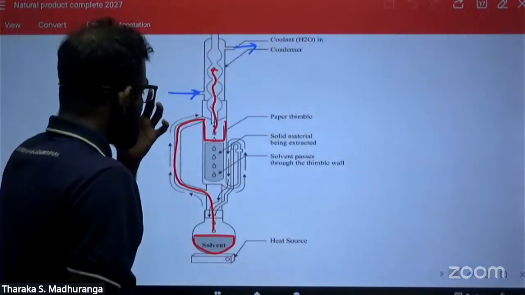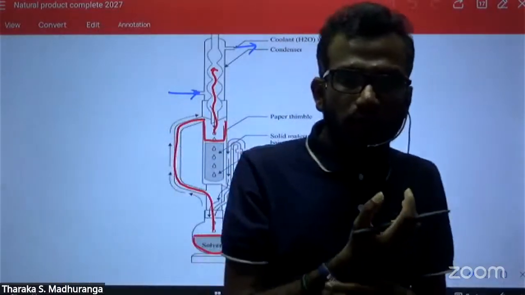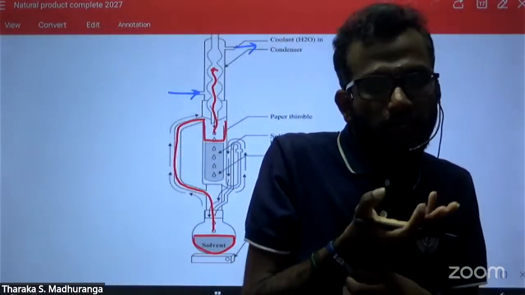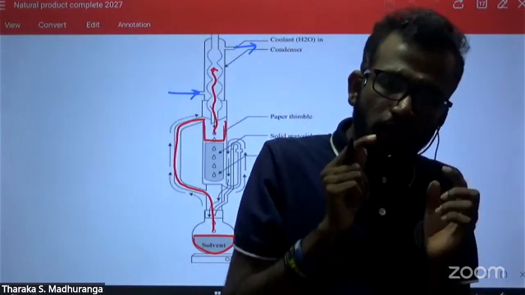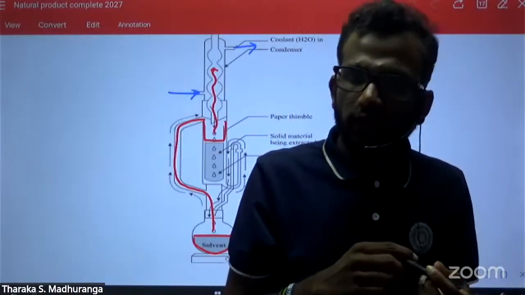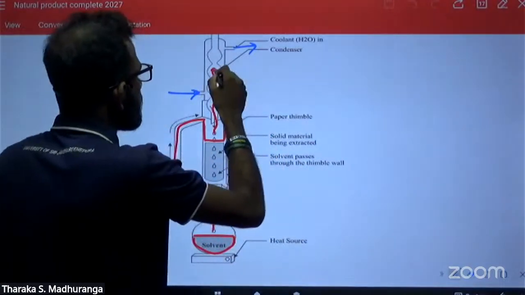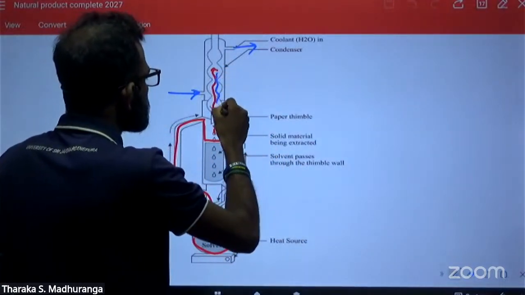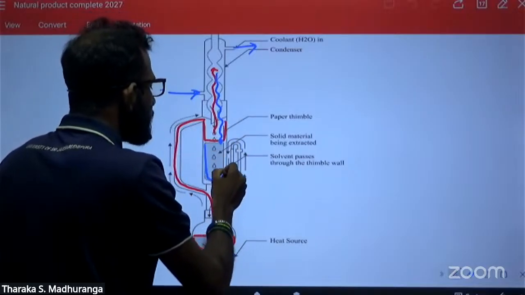Now, what happens? This vapor is cooling. It is condensation. Because of this cooling process, solvent vapor converts into solvent liquid again. I will draw the liquid in blue color. Then again this liquid comes to the plant material. This is the plant material available.